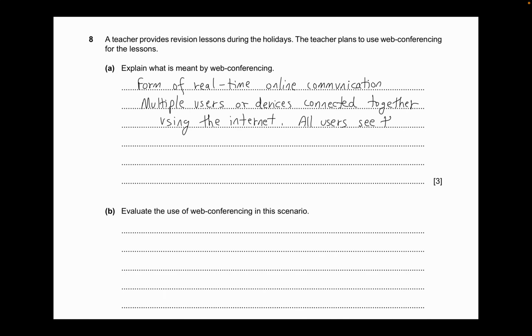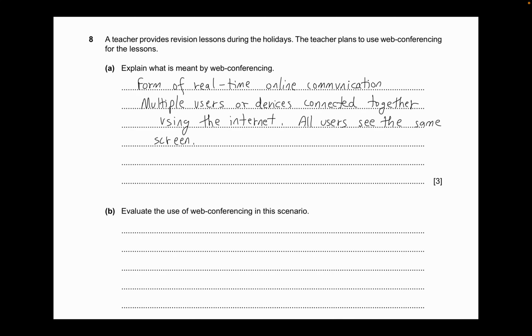All users see the same screen. It's like a Zoom call. When someone's putting up a presentation, everybody in that Zoom call can see that presentation. So it's kind of a close resemblance. Also, think web conferencing is just used for businesses and companies more likely there. Okay, so all users see the same screen.